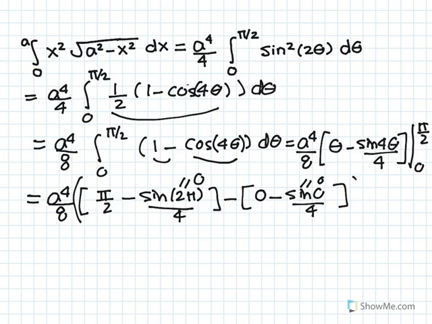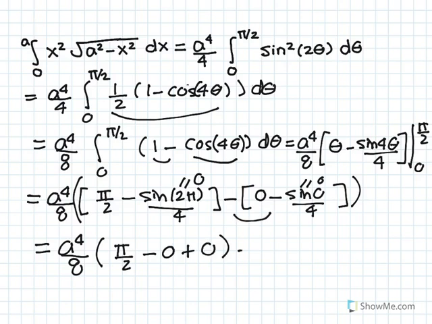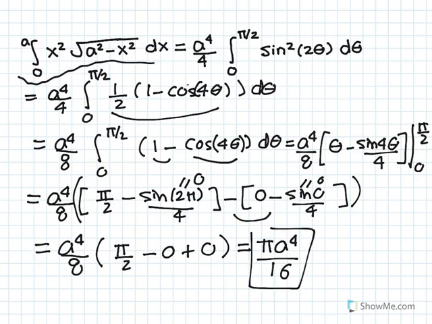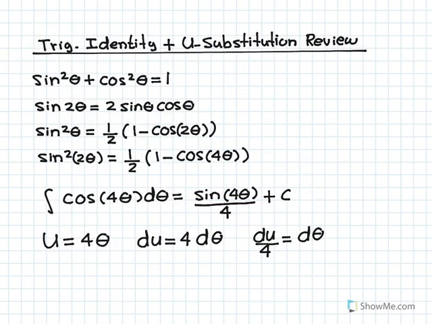So if we simplify this, we're going to get a to the fourth over 8 times pi over 2 minus 0, and minus times minus is plus, plus 0. So when it's all simplified, we get pi a to the fourth over 16. This is the answer to this definite integral, integral from 0 to a, x squared, root of a squared minus x squared dx. All right, let's review some of the identities that we've applied.